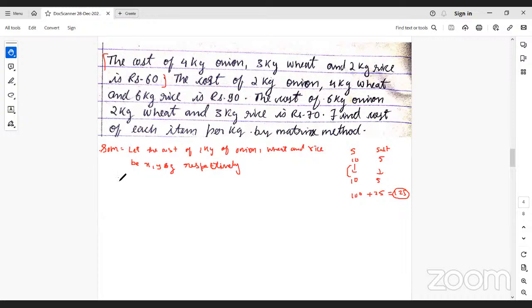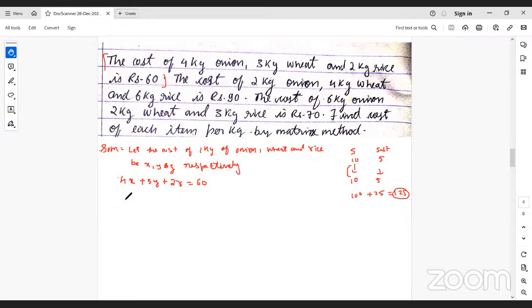So here the first equation will be, see, 4 kg of onion, so 4 into x it will be, and then 3 kg of wheat, it will be 3 into y, and then 2 kg of rice, it will be 2 into r, which will be equal to 60. Okay, so the sum will be 60.